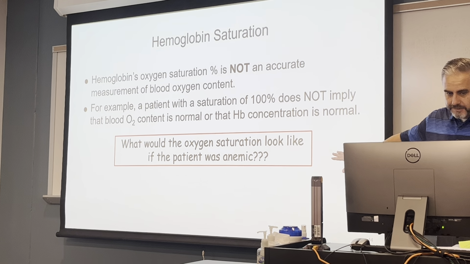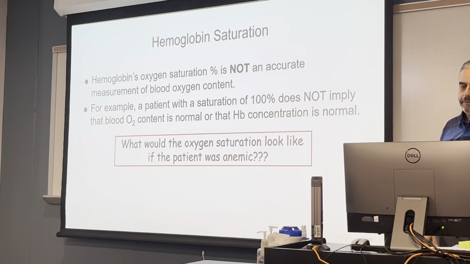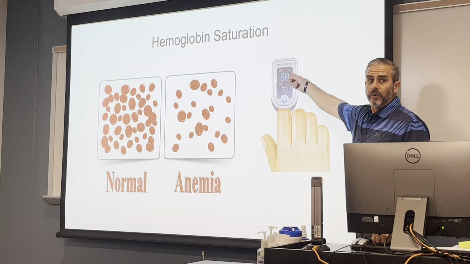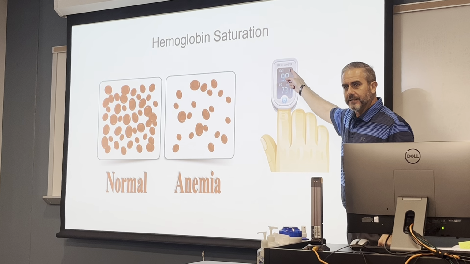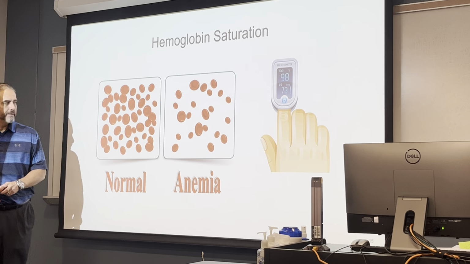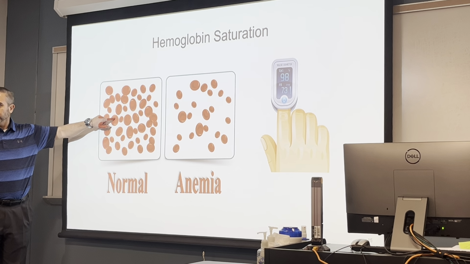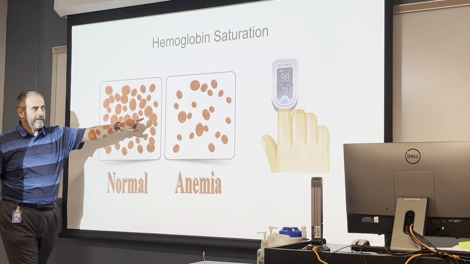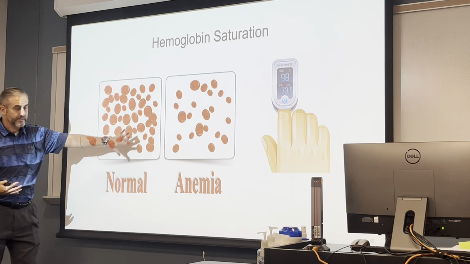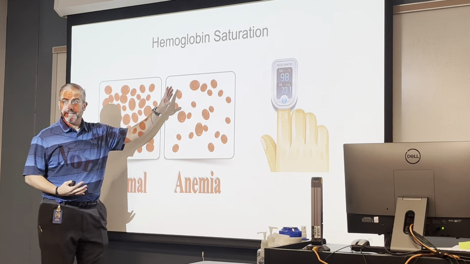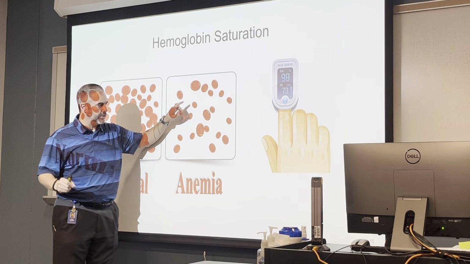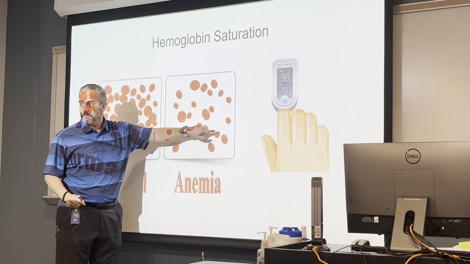So, back to my question, what would oxygen saturation look like if the patient was anemic? Well, guess what it could look like? It could look normal. Because what does saturation tell us? It tells us how saturated the hemoglobin is with oxygen. If the patient's anemic, and again, you can see the picture here of how many erythrocytes or red blood cells are here. Here's the anemic patient. Again, what does saturation tell us? How saturated with oxygen the hemoglobin molecules are.